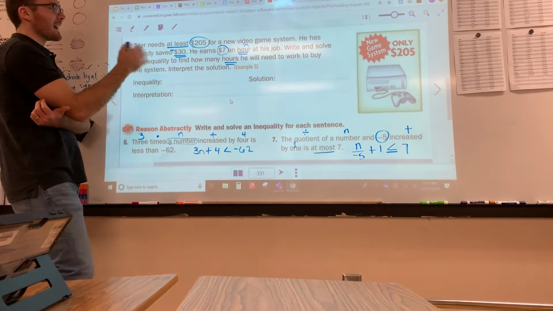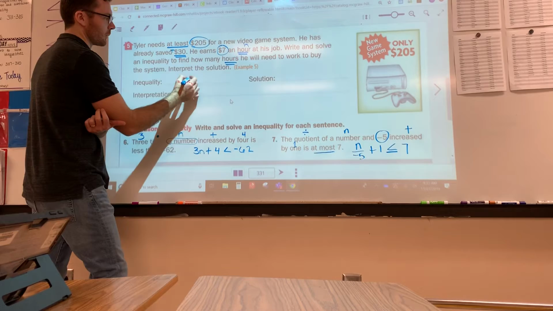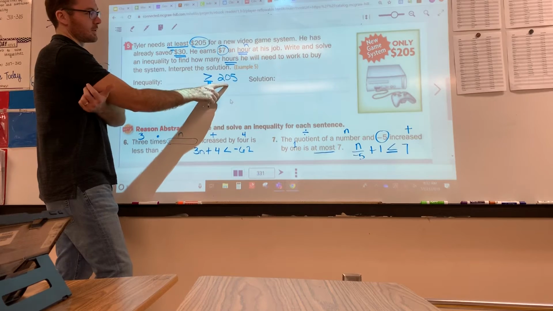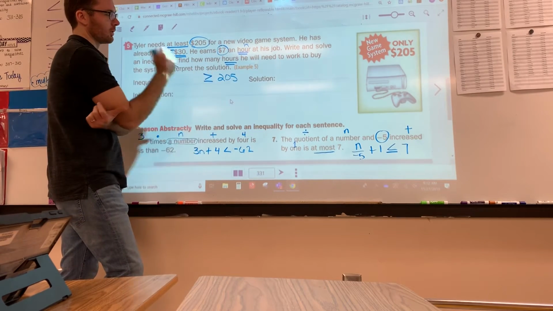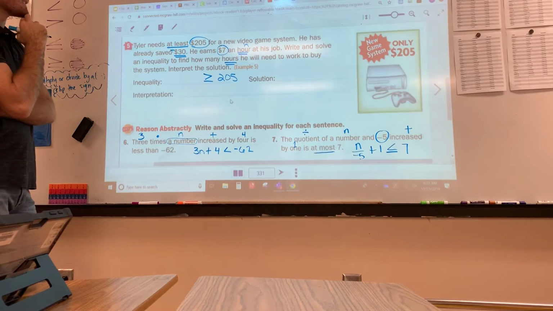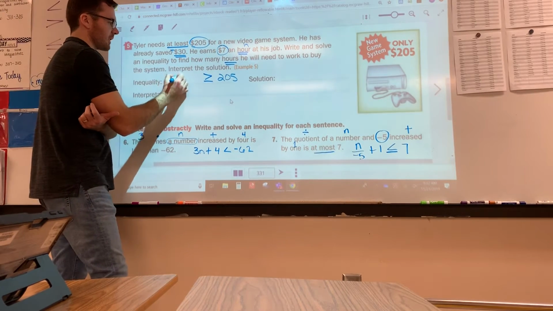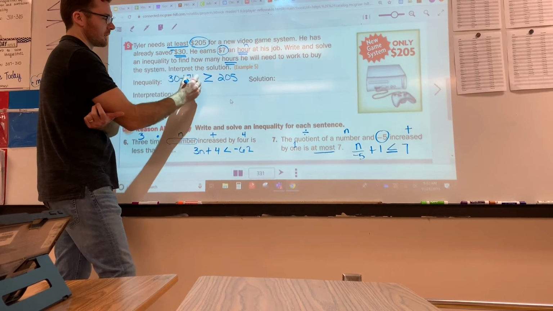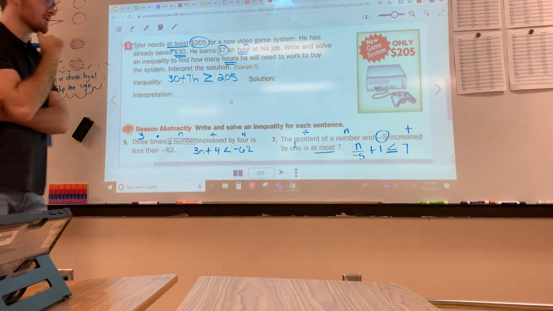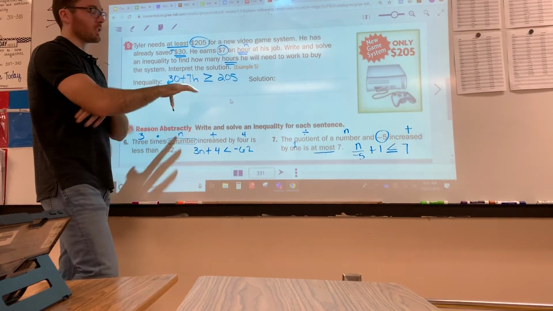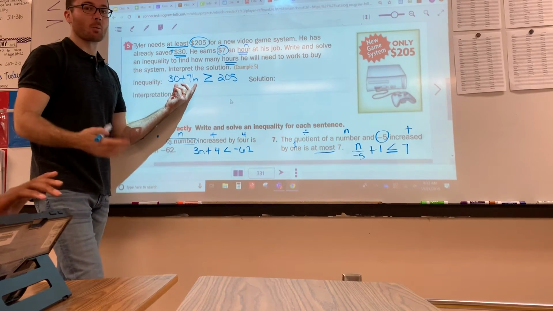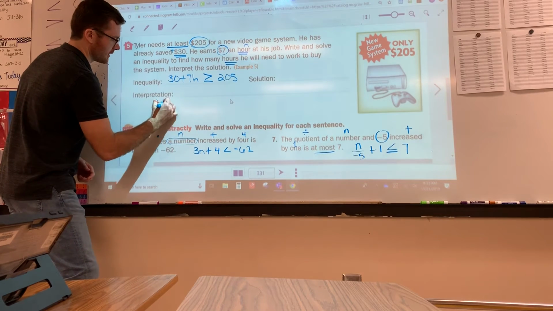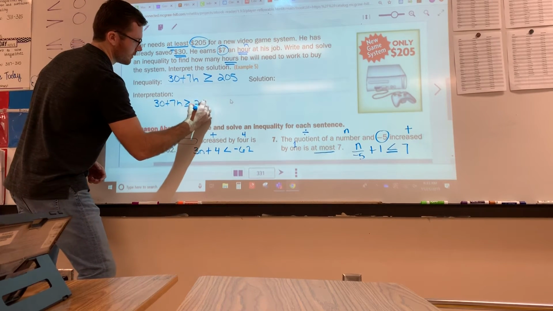So Tyler needs at least $205. So whatever we write has to be greater than or equal to 205. Can't be less than 205. This has to be greater than or equal to 205. He has already saved $30, so good. He's already got 30 bucks, but he needs some amount more. He makes $7 an hour, but we don't know how many hours he works. So this is how we could find out what the bare minimum amount of hours he can work. So if we solve it, we've got 30 plus 7h is greater than or equal to 205.